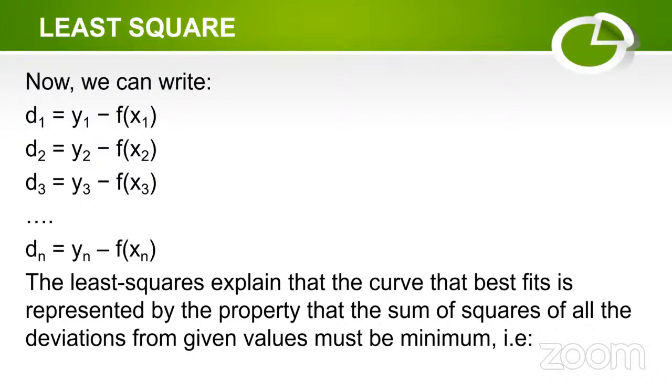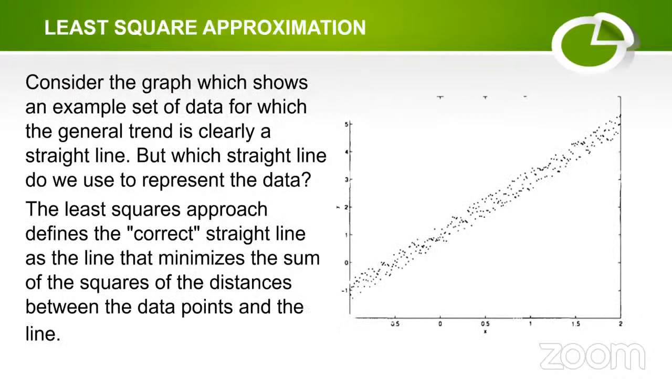The least square approximation method explains that the curve that best fits is represented by the property that the sum of all squares of deviation from the given value must be minimum. What that means is, using the least square method, we find the deviation for each of our nodes, that is, the error using that earlier formula we saw. Then we calculate the sum of all nodes in which the deviation error is at minimum.